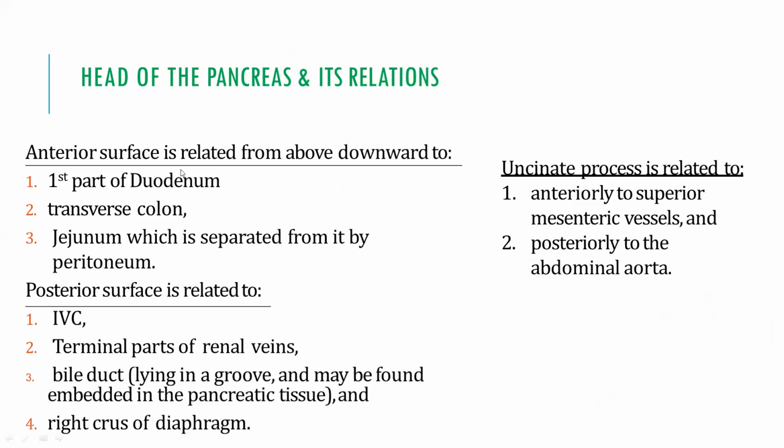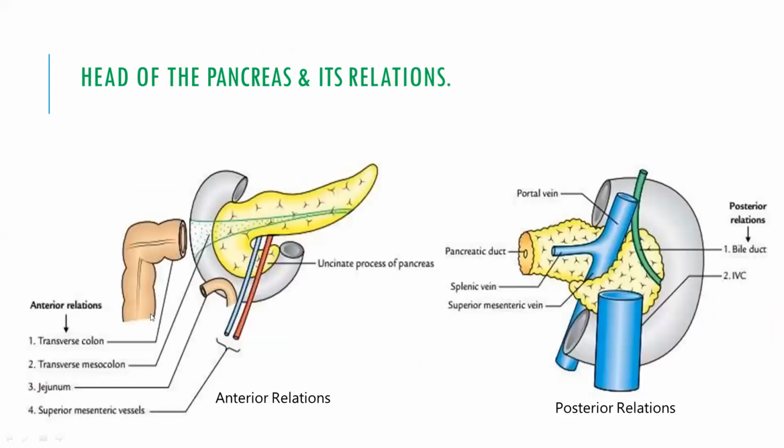And if you see the anterior surface, and observe the relations from above downwards, what we're seeing concerned with the head of pancreas: the first part of duodenum, the transverse colon, and the coils of jejunum. You can see these concerned with the anterior surface.